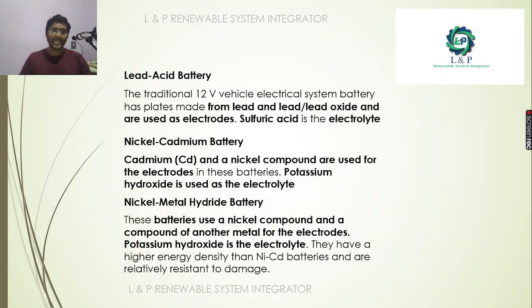If you go for a nickel cadmium battery, cadmium and nickel components are used as the electrodes and potassium hydroxide is used as the electrolyte. The next type is the nickel metal hydride battery. In this one, a nickel compound and a component of another material are used for the electrodes, and potassium hydroxide is used as the electrolyte. It has a high energy density, so that's why we are using the nickel metal hydride battery rather than the nickel cadmium batteries.